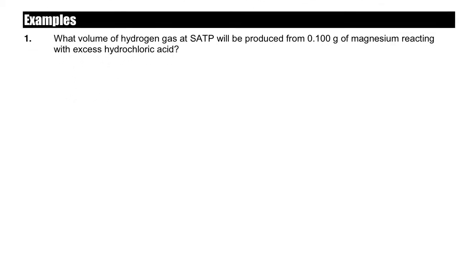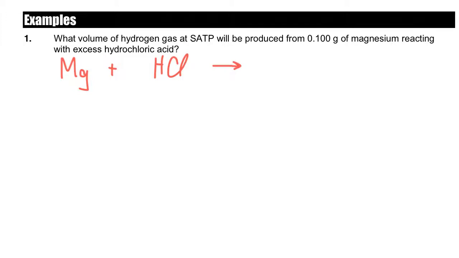So I'm going to go through a few examples with you. The first one is: what volume of hydrogen gas at SATP will be produced from 0.100 grams of magnesium reacting with excess hydrochloric acid? So we're going to start with our reaction. This is the reaction of magnesium with hydrochloric acid. So I'm going to add magnesium and hydrochloric acid together.